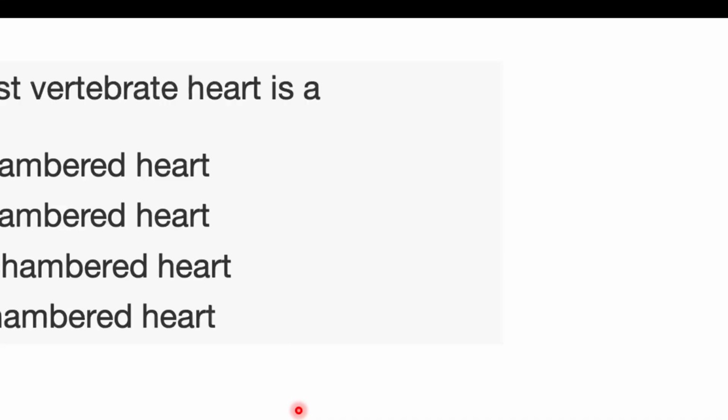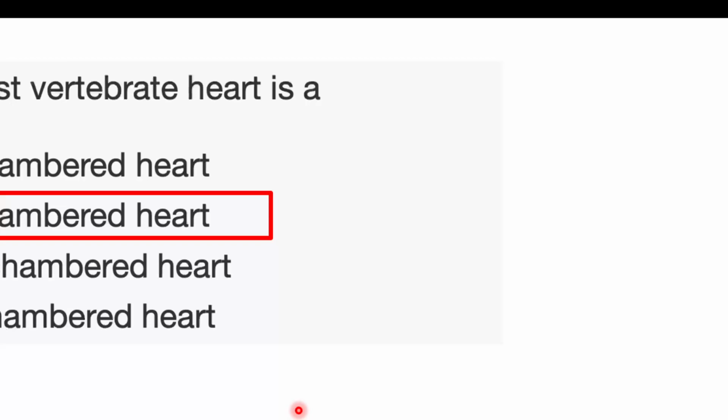Okay, I think it's enough time, and time for me to reveal the correct answer to this question. The simplest vertebrate heart is a option B, two chambered heart. The simplest vertebrate heart is a two chambered heart, and the two chambered heart belongs to the simplest vertebrate, which is fishes. Fishes have a two chambered heart.